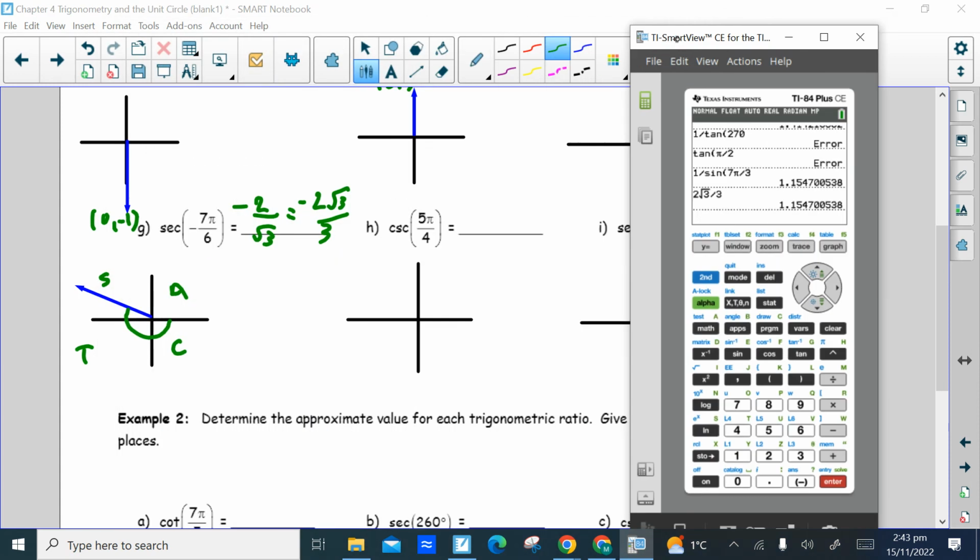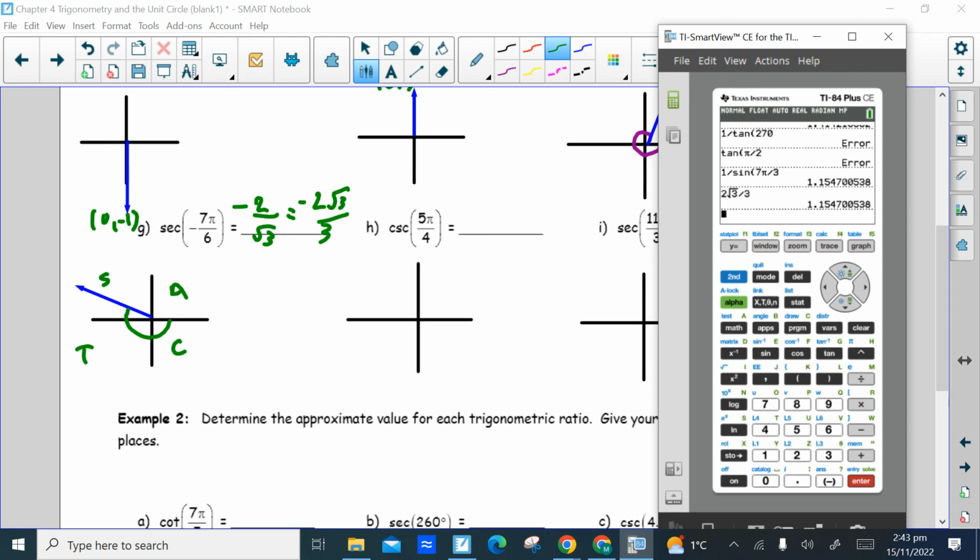So we already have that decimal in our calculator, only it's going to be negative. If we take 1 divided by the cosine of negative 7 pi on 6, we get that same decimal, only it's negative, which we know it needed to be.